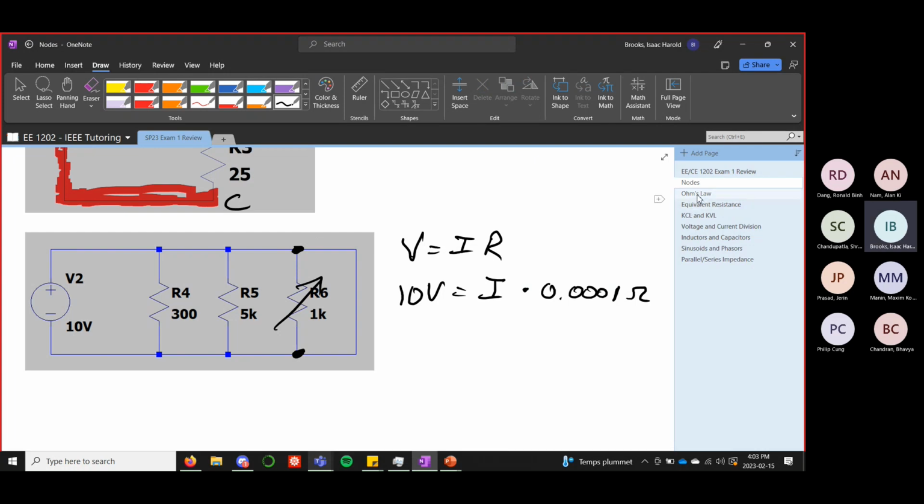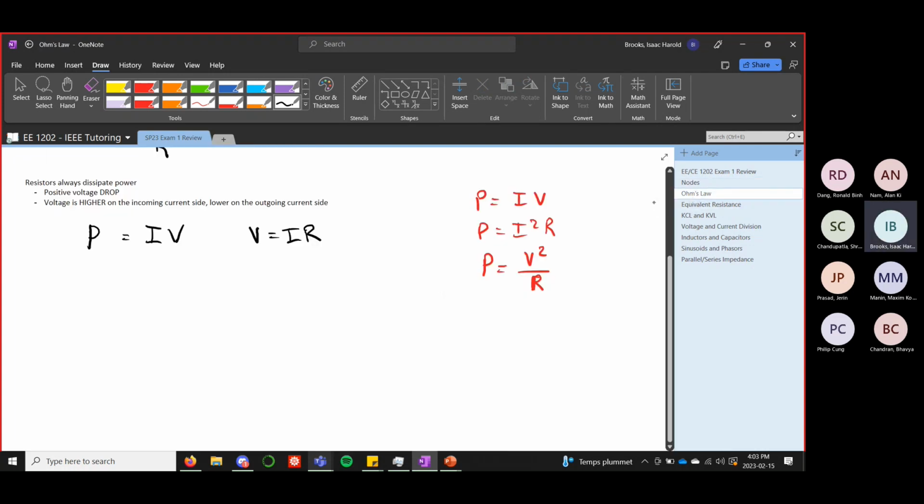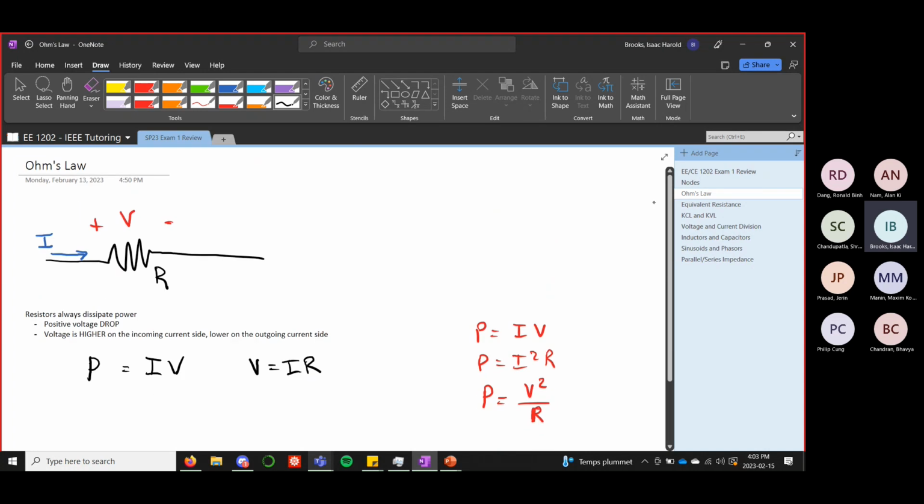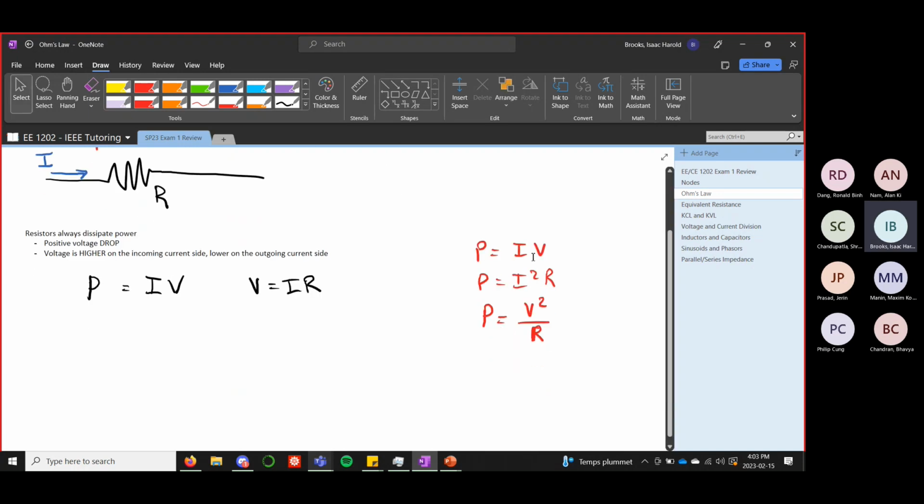Okay, let's go on. Ohm's law. So Ohm's law, right? V equals IR. The voltage across a component is equal to the current times the resistance of the component. And we know resistors are probably the easiest one. Resistors always dissipate power. So I don't know how much you guys have talked about power.